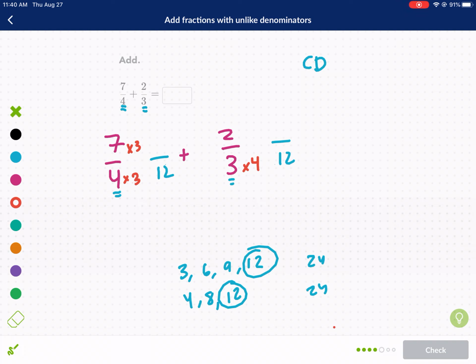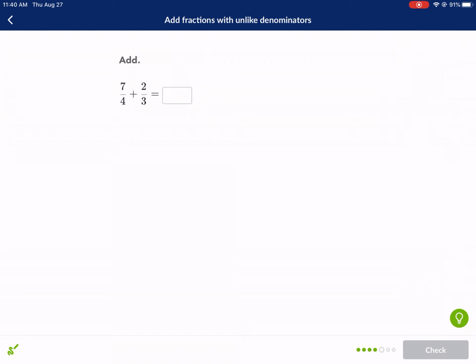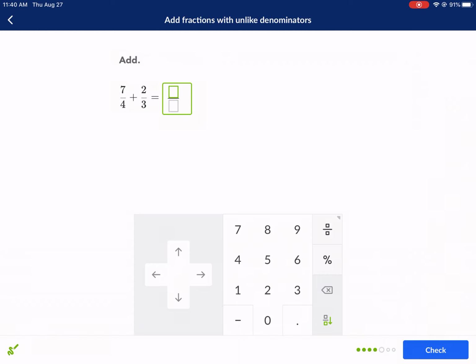What you do to the bottom, you do to the top, 2 times 4, we get 8. So now I have these two fractions added together. 21 over 12 plus 8 over 12, and I get 29 over 12. So I need to type that as my final answer. This is going to be the final one we do, because I think you get the point. 29 over 12. Check it.